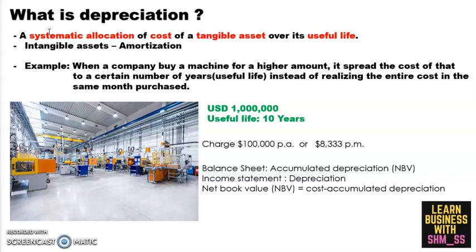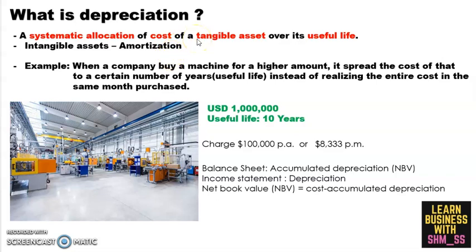So we cannot spread the cost without any proper way. So we have a proper way to allocate the cost. The cost is the normal purchase price of the asset, and tangible asset is the asset which can be touched and felt. So for example, we can say a car, a machine, a building, and we can touch and feel. So these are called tangible assets. And over its useful life is the number of years that the asset is going to be with us for and generate income.